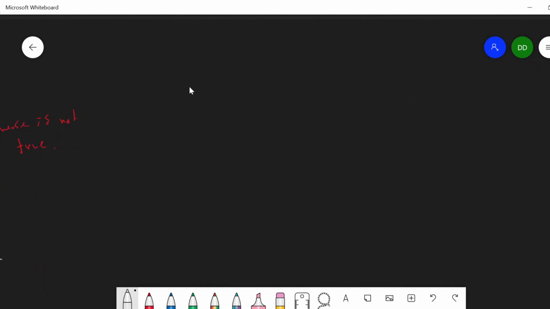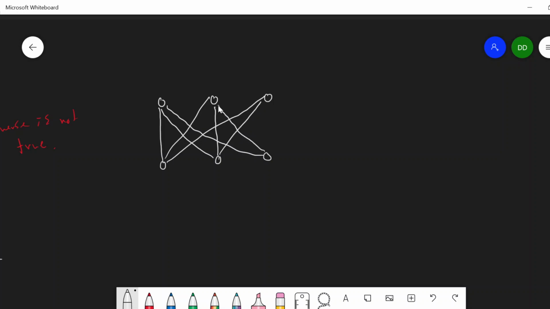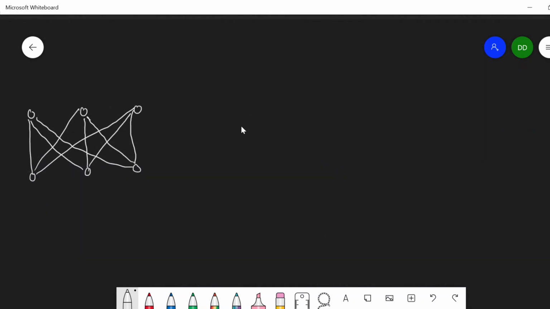So let me look at an example. Let me get two other graphs here. They're going to be non-isomorphic, and yet all of those three conditions are going to be satisfied. Let me redraw that edge. And then I'll draw another graph over here.